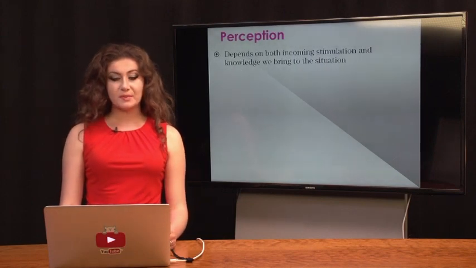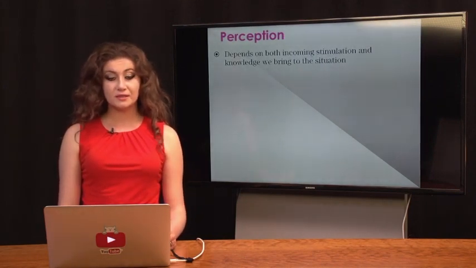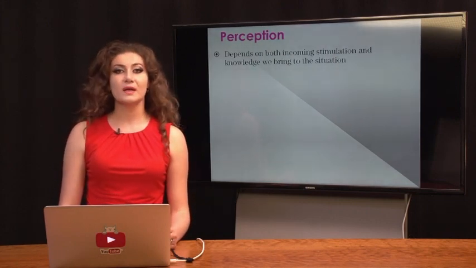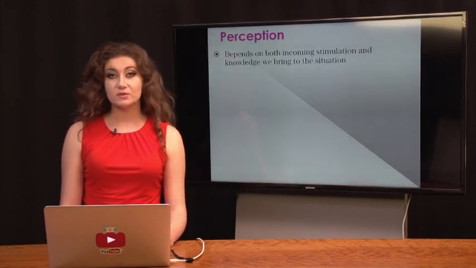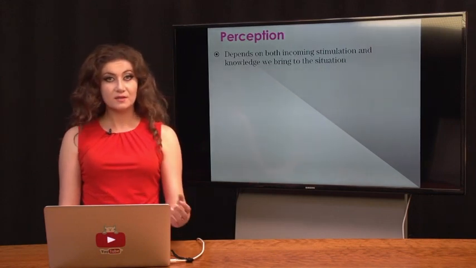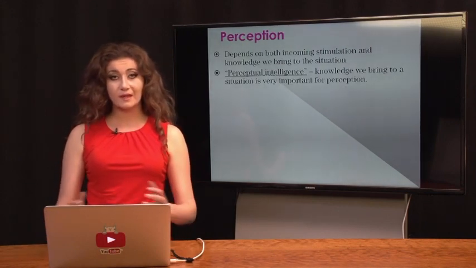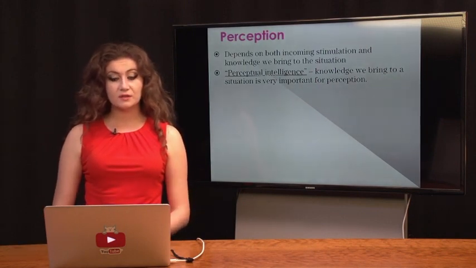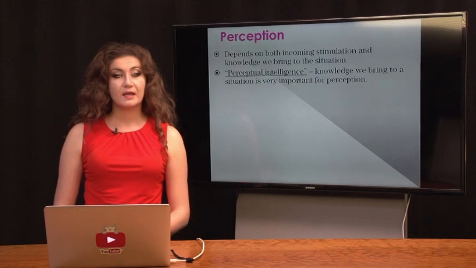So perception depends on both incoming stimulation and knowledge that we bring to the situation. Essentially, someone who has no idea what they're looking at is going to perceive a particular object differently from someone who actually does know what they're looking at. And so perceptual intelligence is this particular knowledge that we bring to a situation.